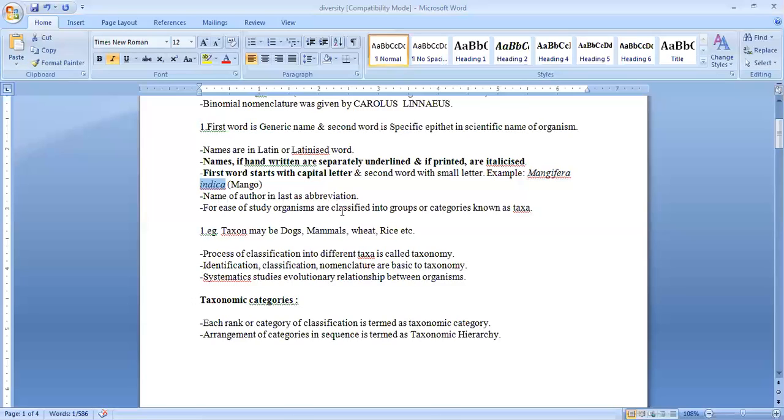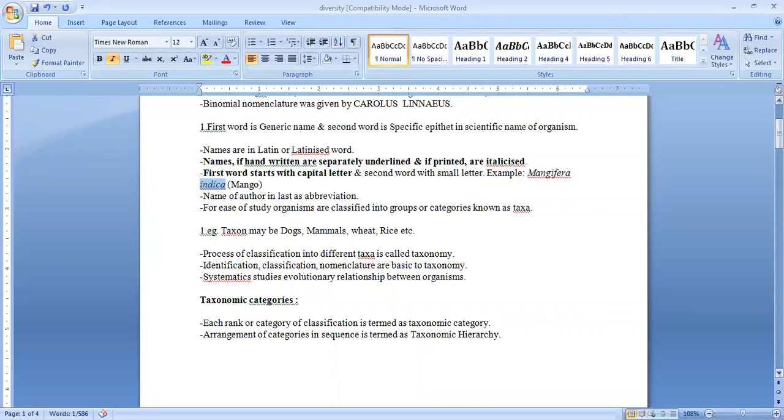Then, to make study easier, we classify them into groups that are known as taxa. The taxa may be dog, mammal, wheat, rice, etc. The process of classification into different taxa is called taxonomy. So identification, classification and nomenclature are basic to taxonomy. Now, what are systematic studies? We have systematic studies to find the evolutionary relationship between organisms.